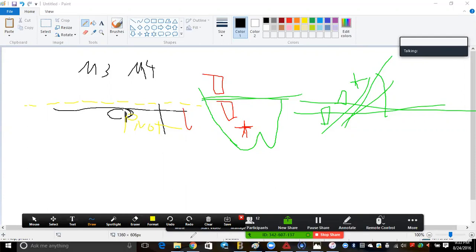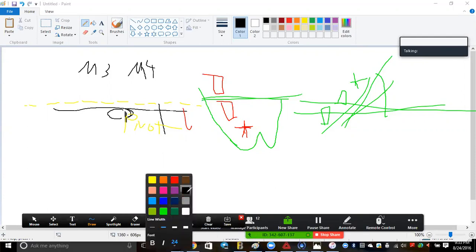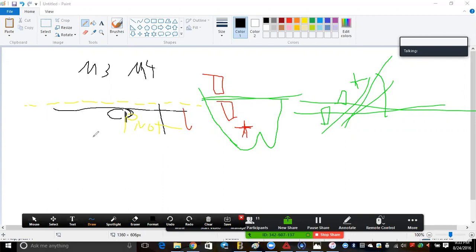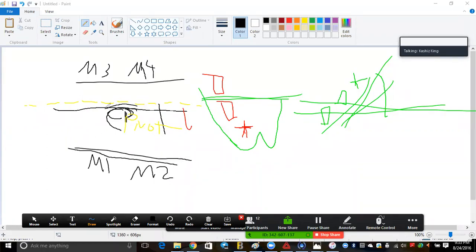M1 and M2 are located below this area, below this pivot point, central pivot point. Sorry, this central point. Your M1 and your M2 are located below. Okay, these are above, these are below this pivot, the central pivot point. All right.